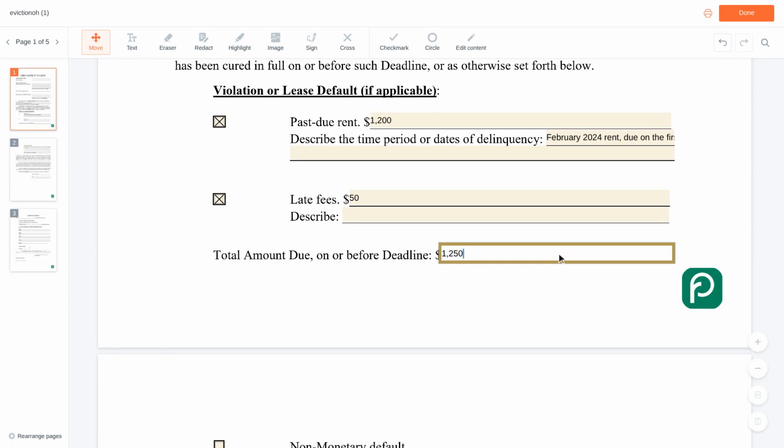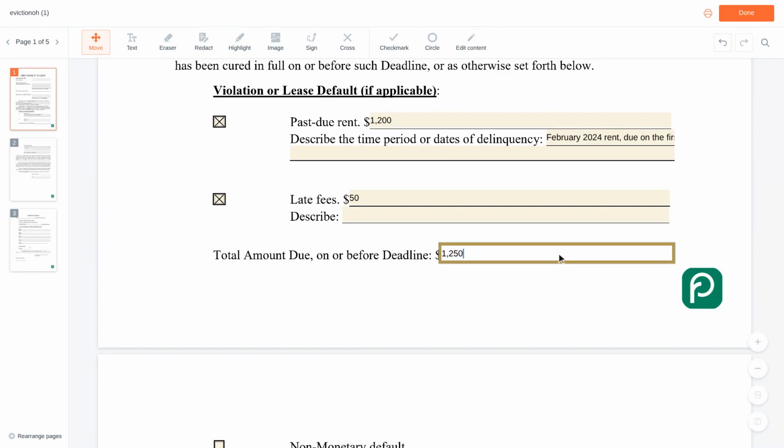Now, when it comes to how you deliver the notice, you have a few options. You can send it by certified mail with return receipt requested, or you can hand a written copy directly to the tenant in person, or you can leave it at the tenant's usual place of abode, or at the premises from which you are seeking to evict them.